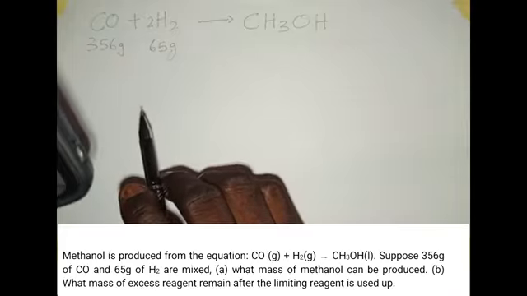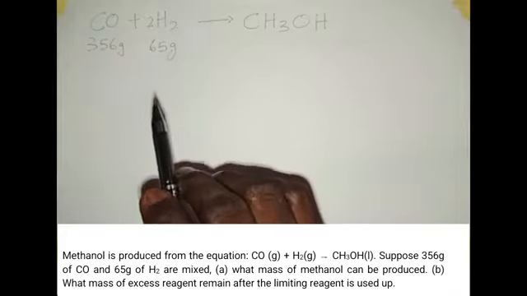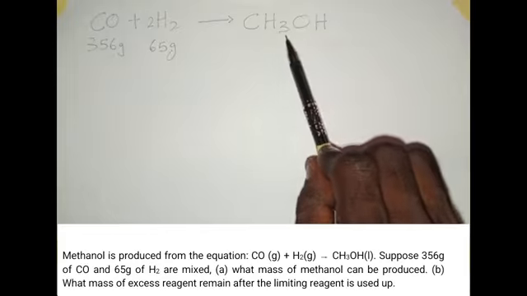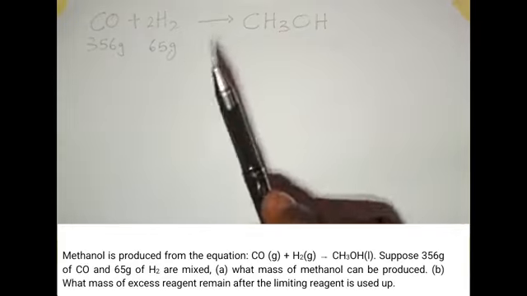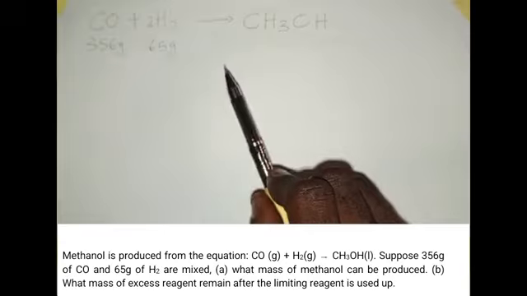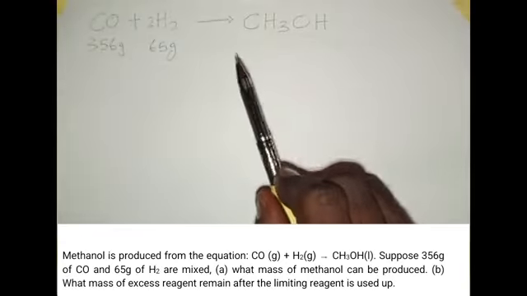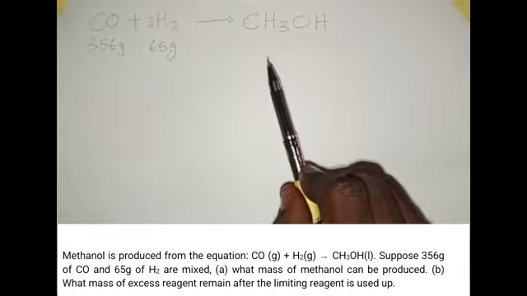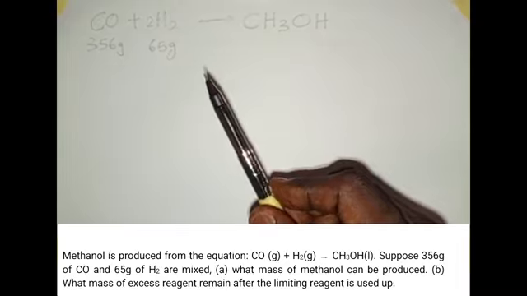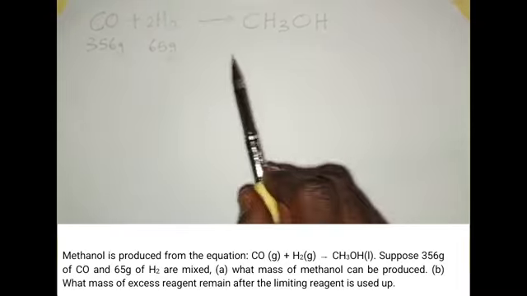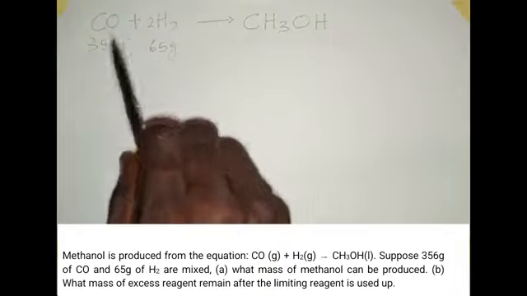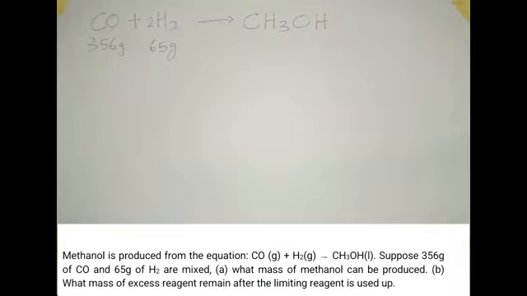The A part of the question says, what mass of methanol can be produced? Before we can ascertain the amount of methanol that can be produced from this reaction, we have to first of all figure out the limiting reagent, because it is the limiting reagent that will determine the amount of methanol that can be produced from this reaction. Don't forget what we did in the previous problem. How did we determine the limiting reagent? We simply divided the given masses by the molecular weights alongside their stoichiometric coefficients. So let's try that one more time.